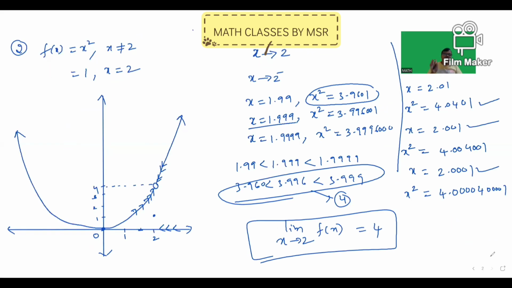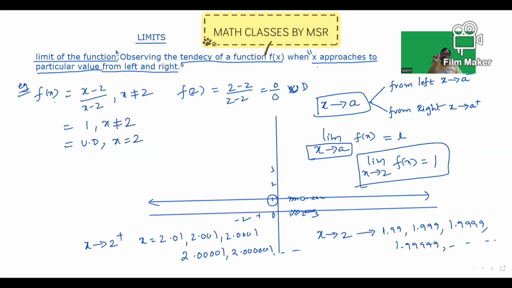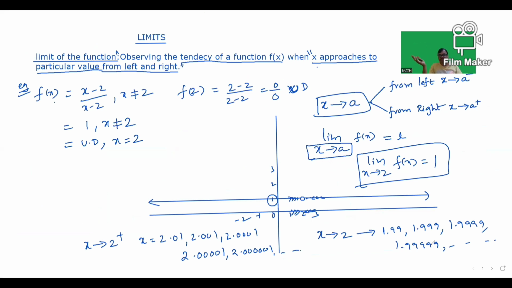So the limit of the function is not about what the function value is when x equals 2. That is not the limit of the function. The limit of the function, as clearly stated here, is observing the tendency of the function when x approaches a particular value from left and right. That is called the limit of the function.